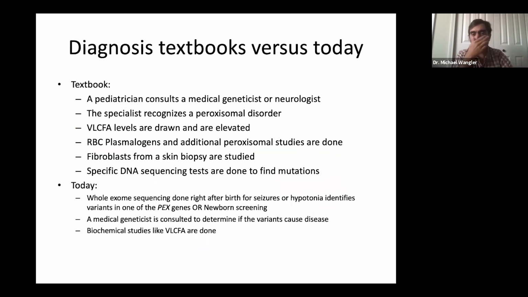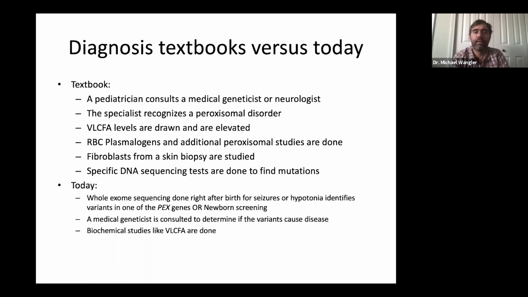So this is the final example that I would give. You could think about diagnosis in the textbooks. If you read current textbooks, the way they describe how a peroxisomal disorder would be diagnosed is that a pediatrician may consult a medical geneticist or a neurologist, and then that specialist might say, hey, I think this might be a Zellweger spectrum disorder. They would draw very long chain fatty acids and see that they're elevated. Then they do additional tests like the plasmalogens and additional peroxisomal studies. They may do a skin biopsy. And then finally, at the end, they may do a DNA test.